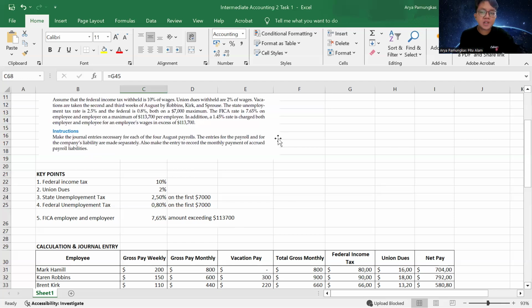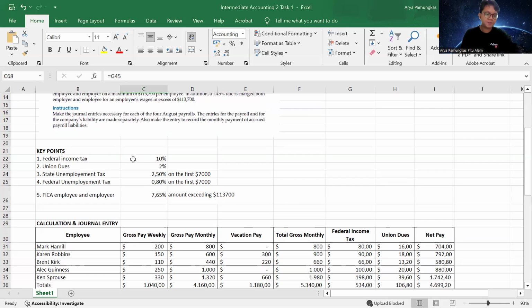So the instruction is to make the journal entries necessary for each of the four August payrolls. The entries for the payrolls and for the company's liability are made separately. Also make the entry to record the monthly payment of accrued payroll liabilities.